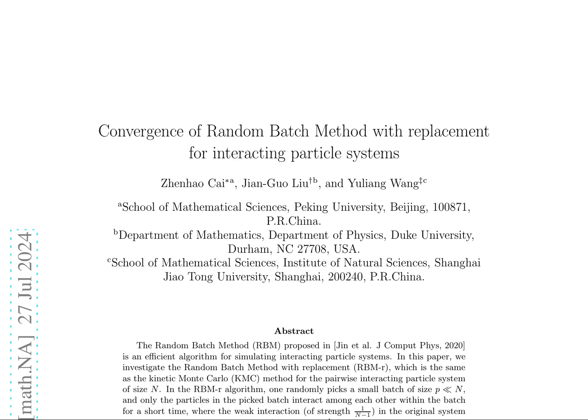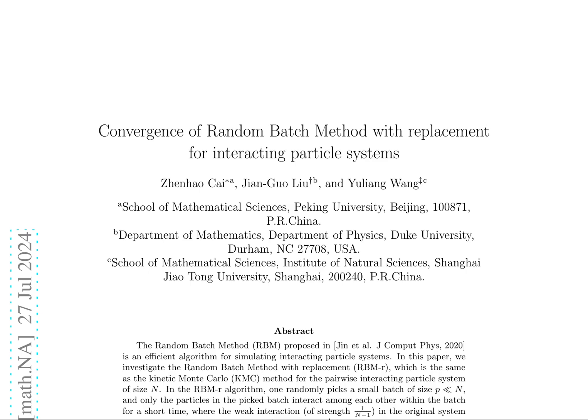The paper presents a comprehensive analysis of the random batch method with replacement, RBM-r, for simulating interacting particle systems. RBM-r is an efficient algorithm that reduces the computational cost from O(n²) to O(pn) per time step, where p represents the batch size.